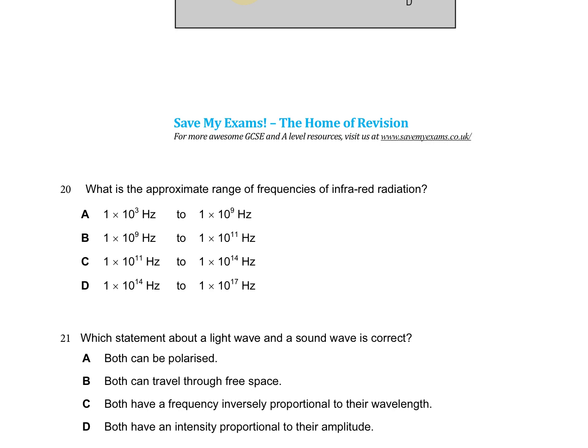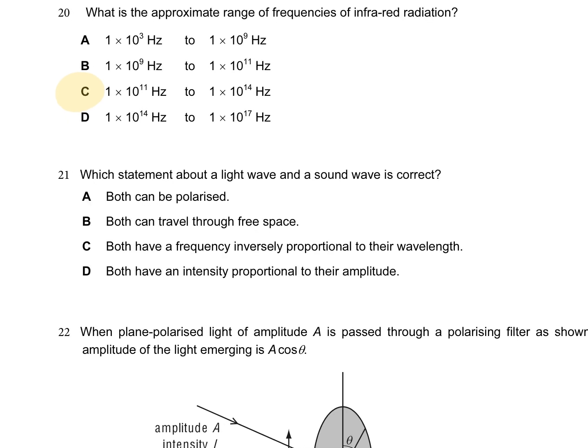This one again, you either know it or you don't. If you don't, check your notes. C. Which statement about light waves and sound waves is correct? Both can be polarized. Nope, sound can't be. Both can travel through free space. No, I assume they're referring to a vacuum there, but we'll look back at that one in a second.